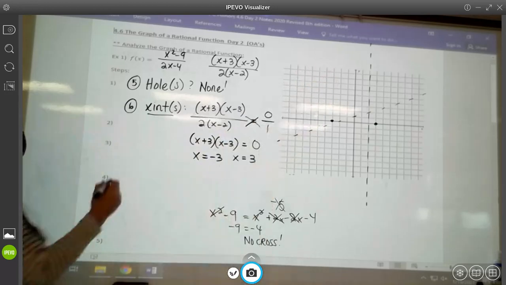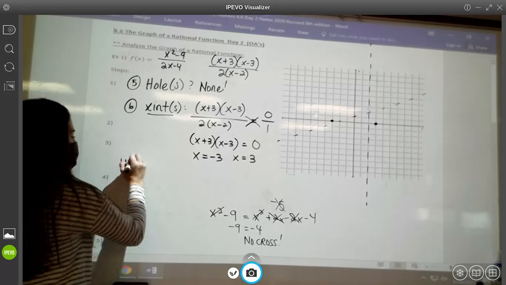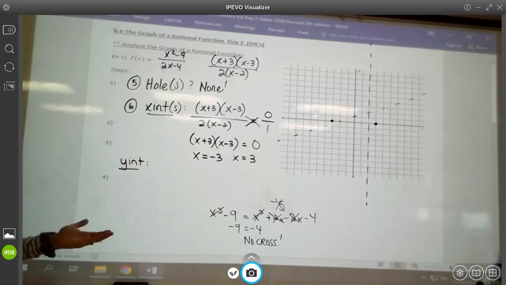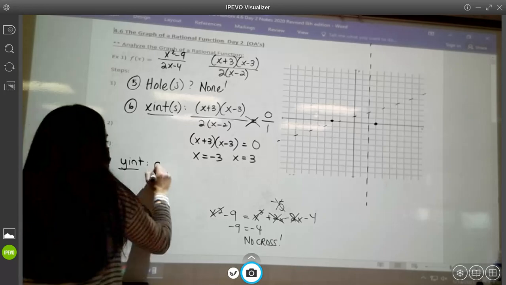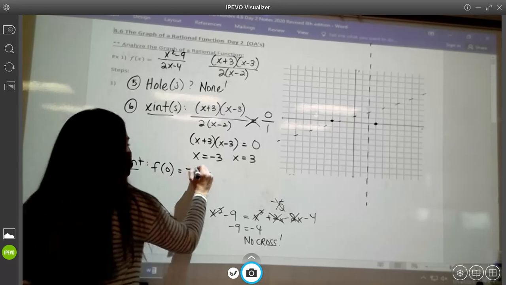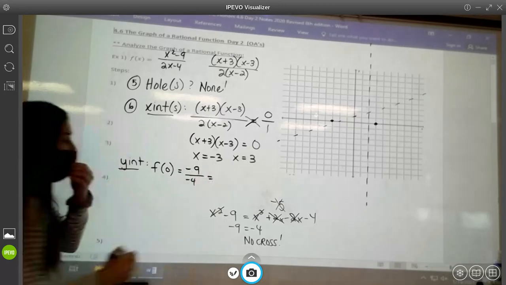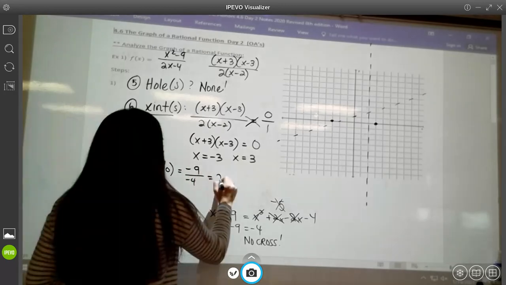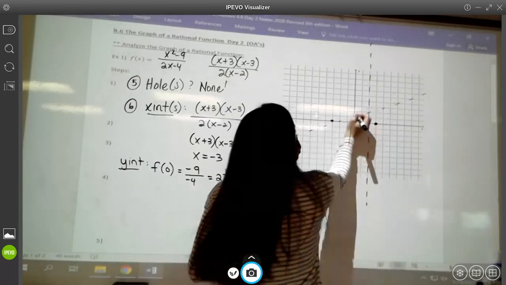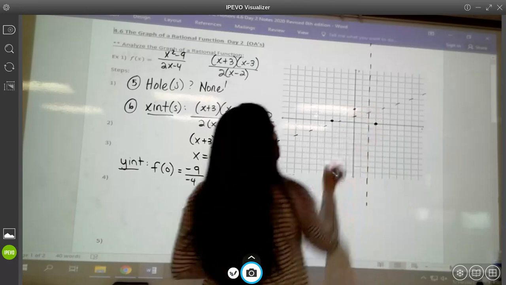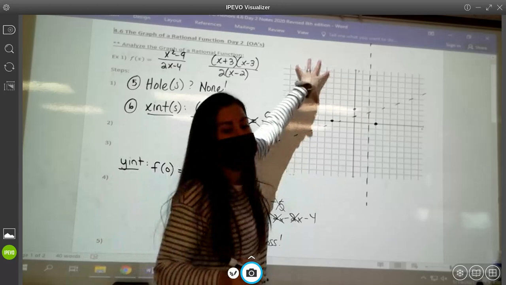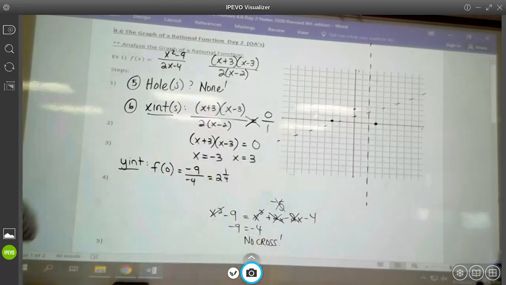All right, let's get our y-intercept. To get the y-intercept, like always, plug 0 in, see what number comes out. Find f of 0. When you plug 0 in, you're going to get negative 9 over negative 4, which is what, 2 1/4? So now y is 2 1/4. That's just another clue showing that the curve is definitely up in this top left box.